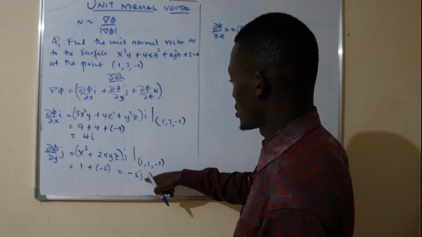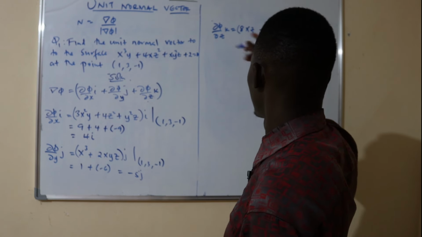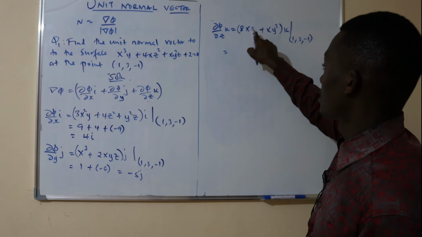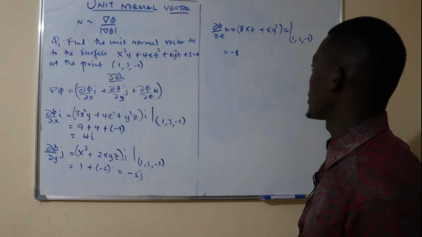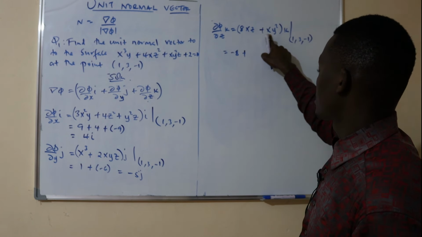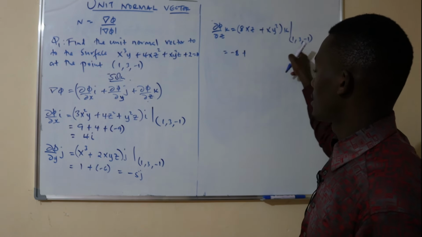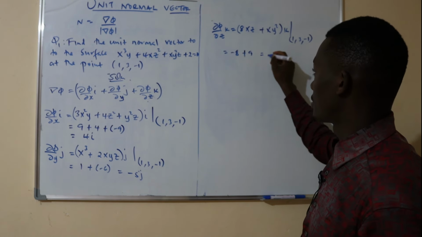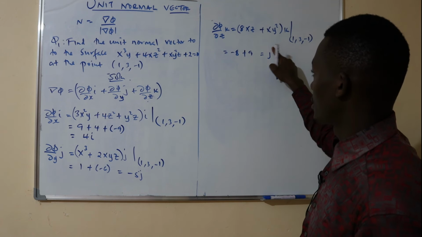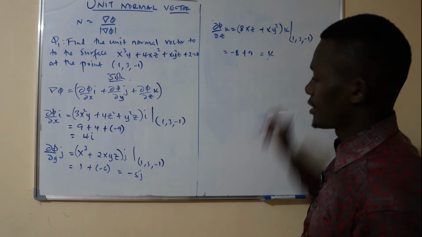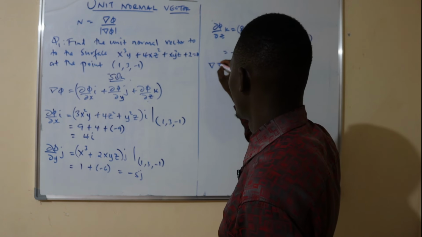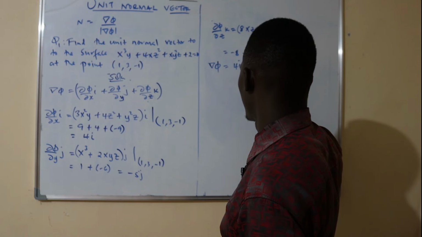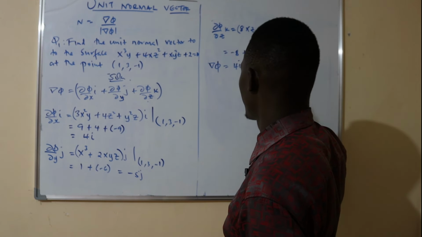Lastly, we have now the last one. So it is 8. 8 times 1 is 8. Then times negative 1 gives you negative 8. Then plus x is 1. Then 3 squared is 9. 9 times 1 just gives you 9. But you have negative 8 plus 9, which gives you positive 1. So we can just say this one is k. So therefore, your grad will be given by 4i minus 5j plus k.